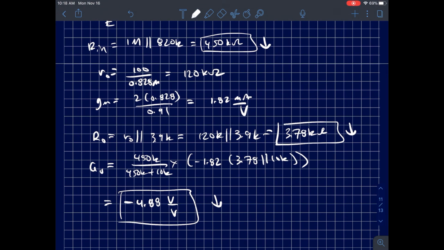Hopefully these examples have helped you put amplifier design and analysis into perspective.